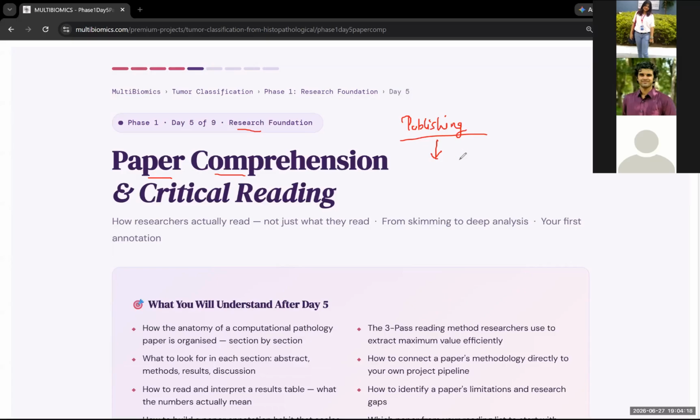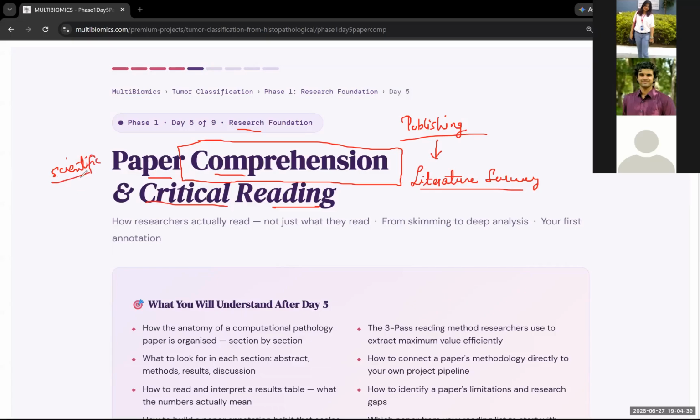So for that, before beginning any research project, you have to go for literature review, literature survey. Okay. So how to understand the paper, how to comprehend the paper, and how to do critical reading with that scientific temperament, so you can understand it. Just referring a paper and writing a name in the reference will not help you in any way.